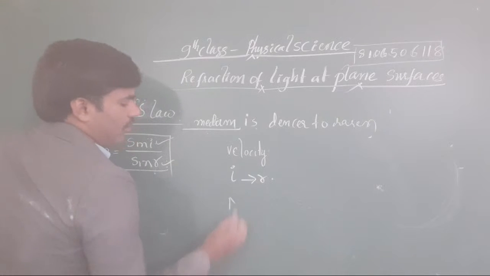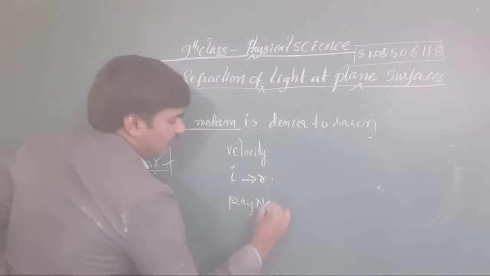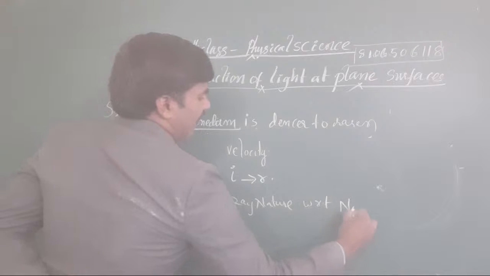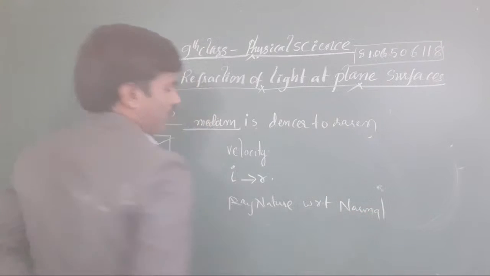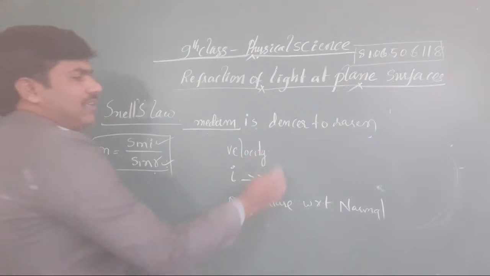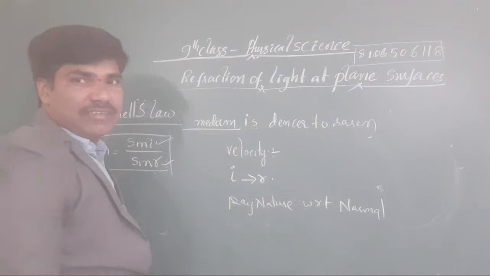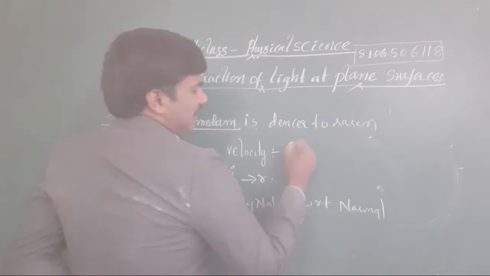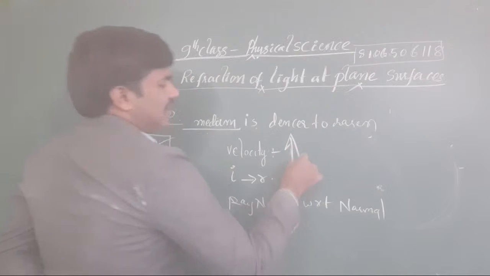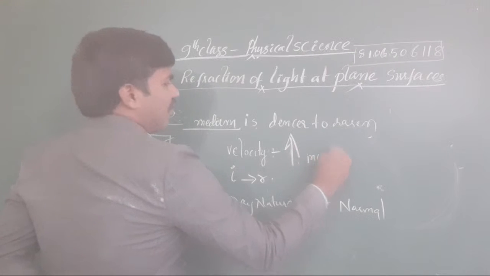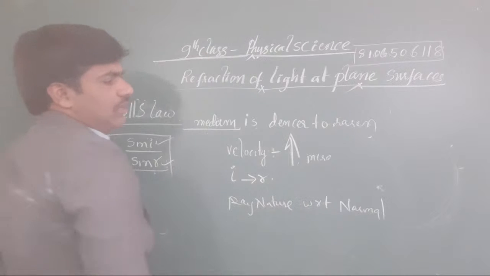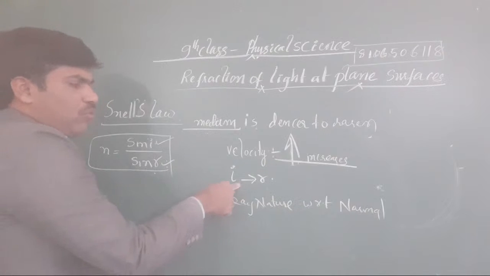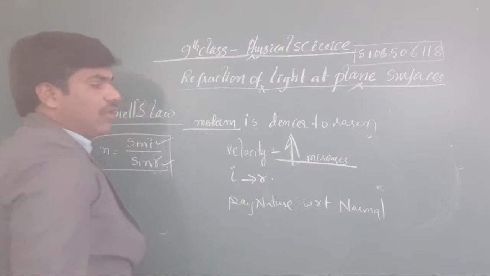Okay, the ray nature with respect to the normal is also important. Clear or not, all of you? Does the velocity increase or decrease when it enters from denser to rarer? The velocity increases when it enters from denser to rarer. Clear or not, all the students?